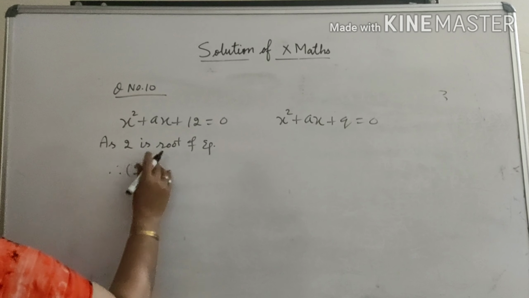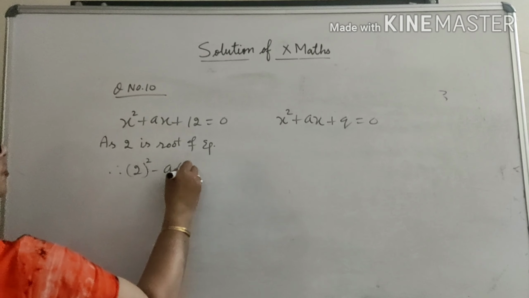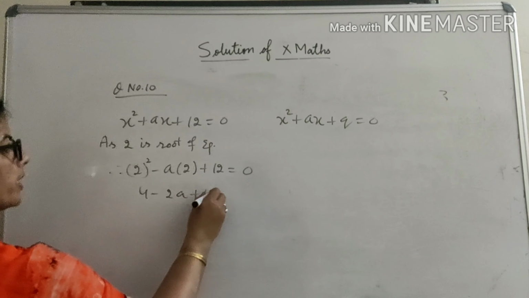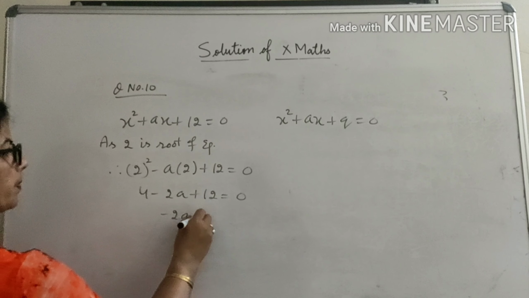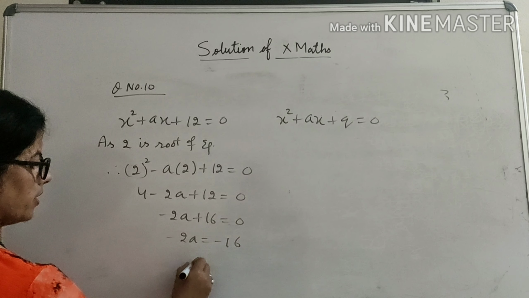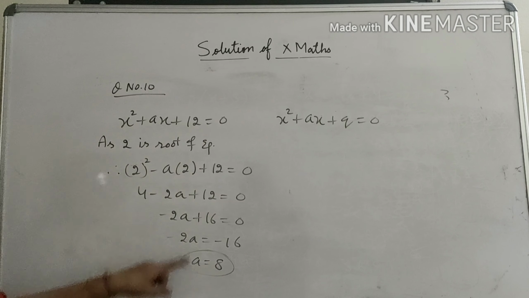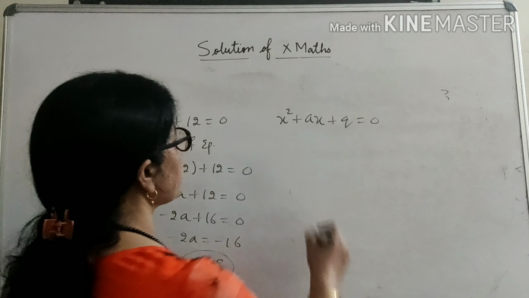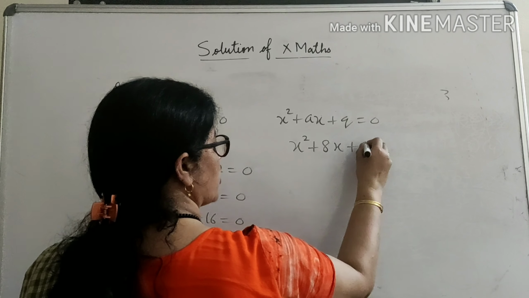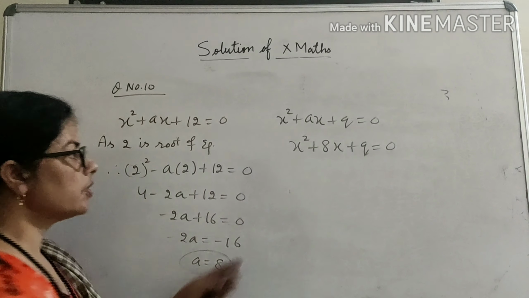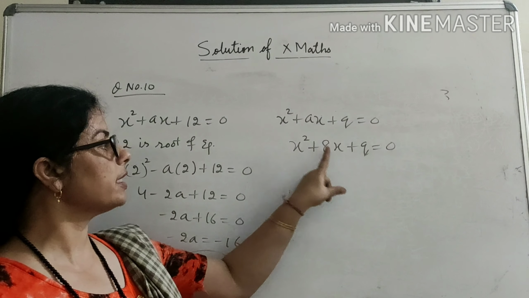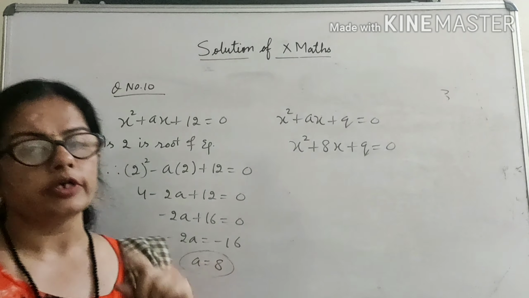2 square minus a into 2 plus 12 equal to 0. 4 minus 2a plus 12 equal to 0. Minus 2a plus 16 equal to 0. Minus 2a is equal to minus 16. a is equal to 8. Now this value of a we will write here. x square plus 8x plus q equal to 0. Now in this equation he is saying that it has equal roots, which means the discriminant of this equation is equal to 0.